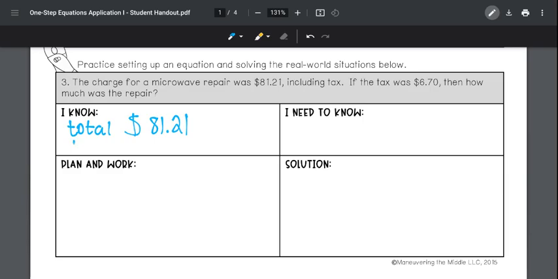If the tax was $6.70, then how much was the repair? So we also know how much the tax is. The tax was $6.70. Okay. But the question says, how much was the repair? That's what we don't know. That's what we need to know. How much the repair was.